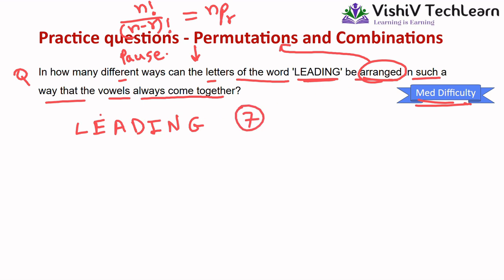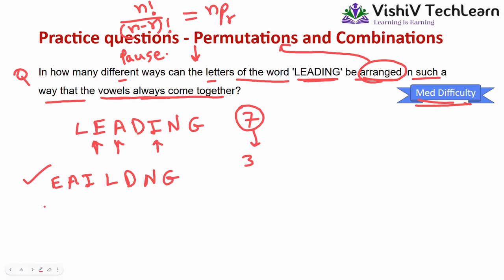But out of 7, there are vowels E, A, I. These 3 vowels are there. And the condition is vowels have to be together always. For example, we can have one of the combinations like this. We can take vowels together, E, A, I, and the remaining letters after that. So this is one of the options, or it can be like this: D is first, then I, A, E, and then the remaining consonants.